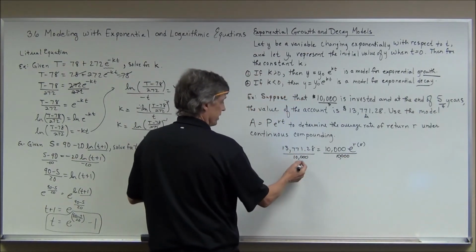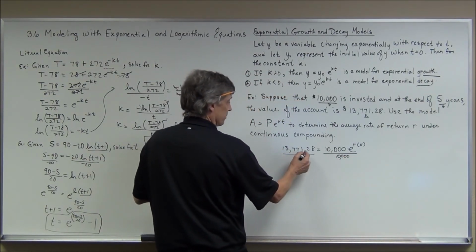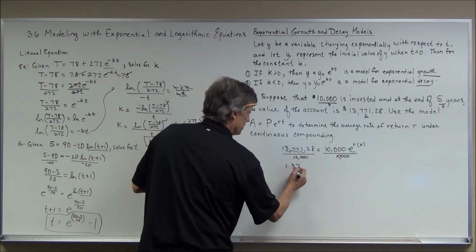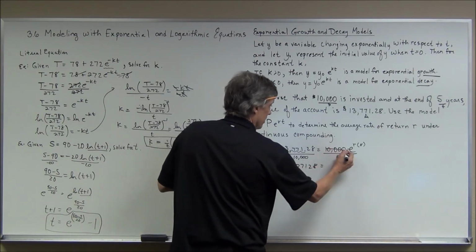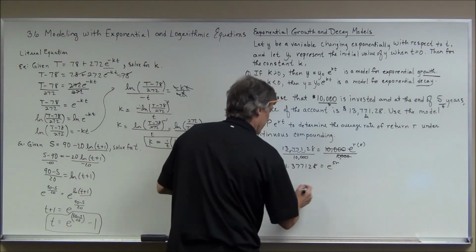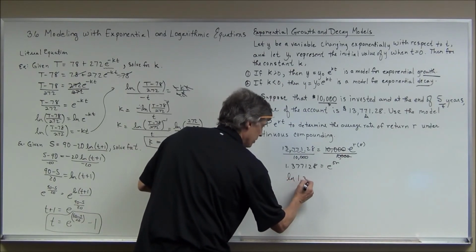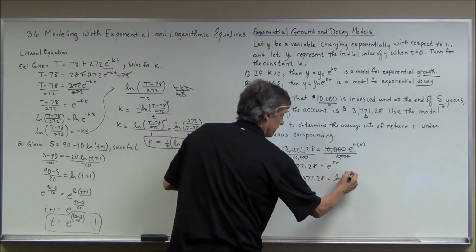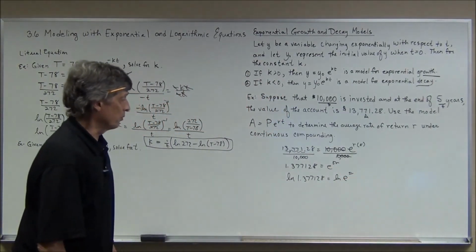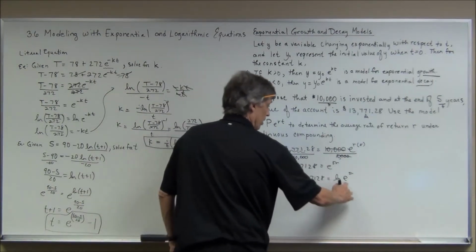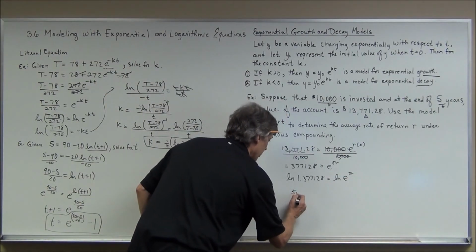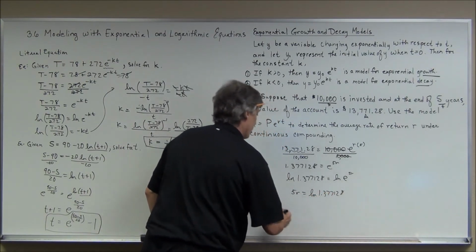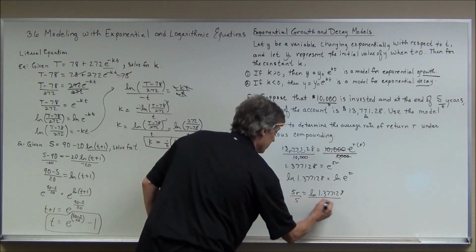Okay, when I divide this by 10,000, it's like sliding the decimal point 1, 2, 3, 4 places to the left. I get 1.377128 equals e to the 5r. I'm going to take the natural log of both sides so that I can do what's necessary to get at the exponent there, which has my variable. The right side, natural log of e to the 5r is 5r, equals the natural log of 1.377128. I'm going to divide both sides by 5.